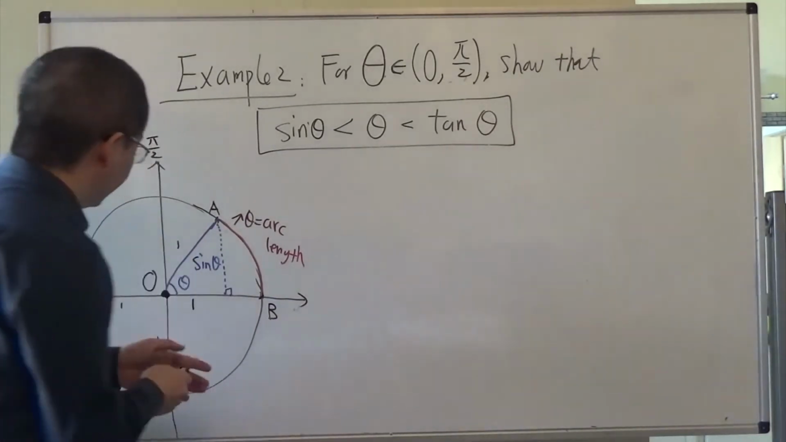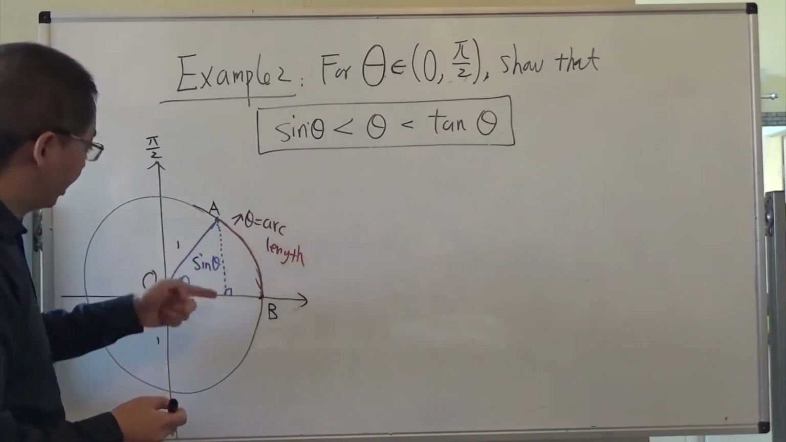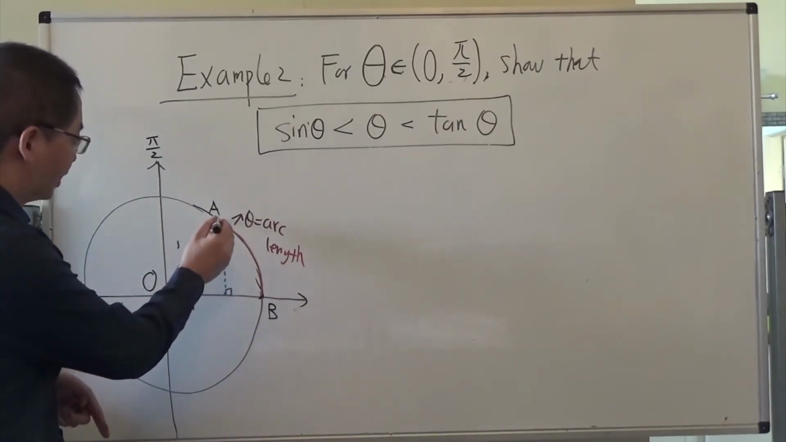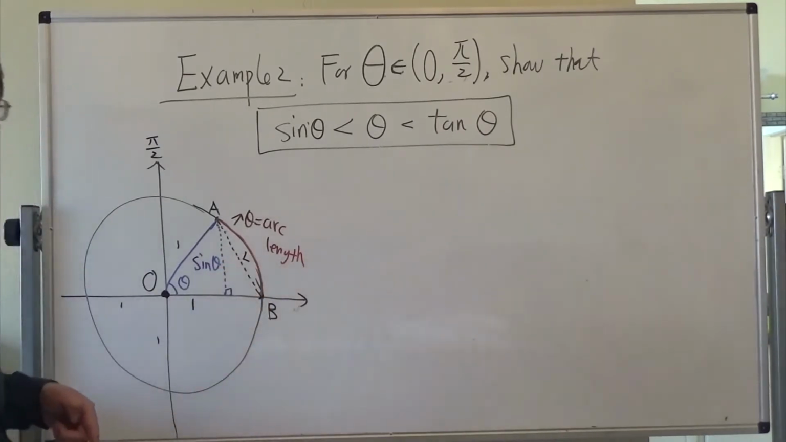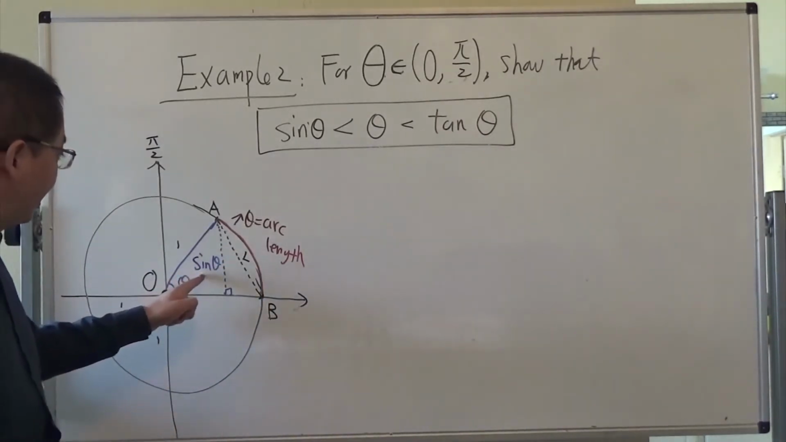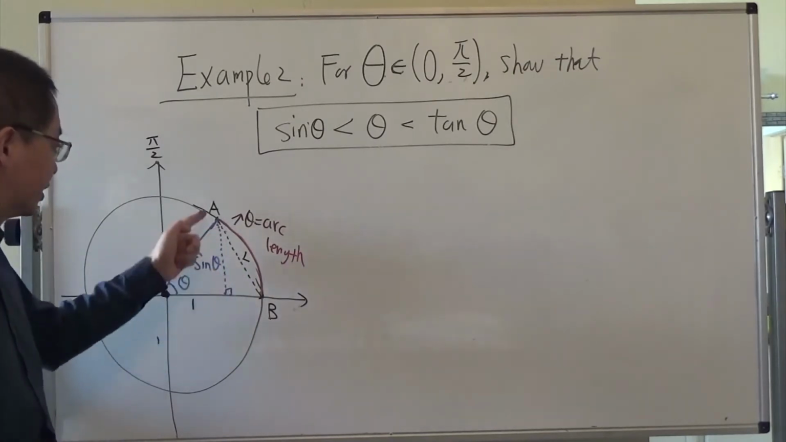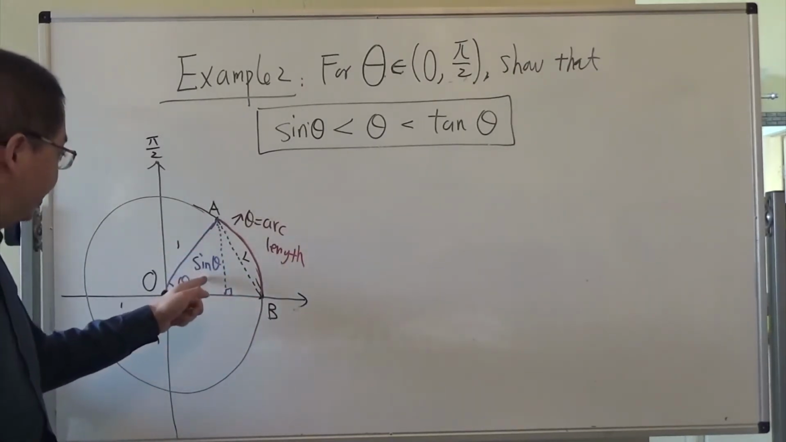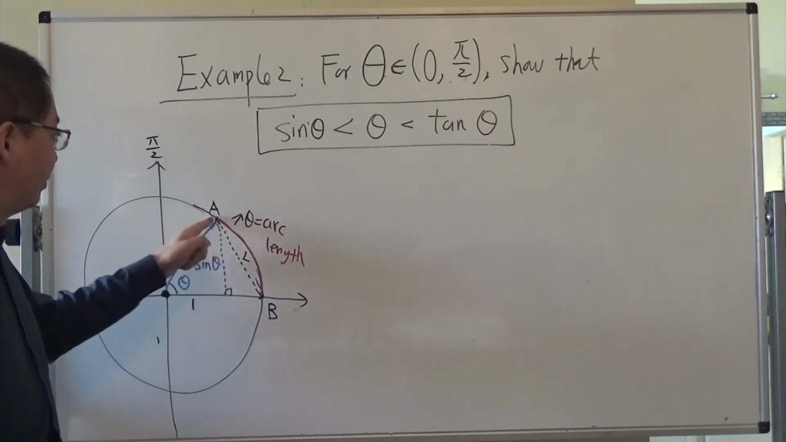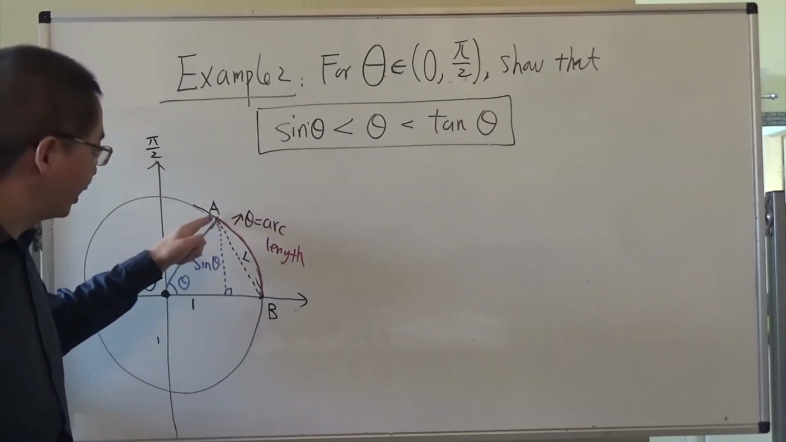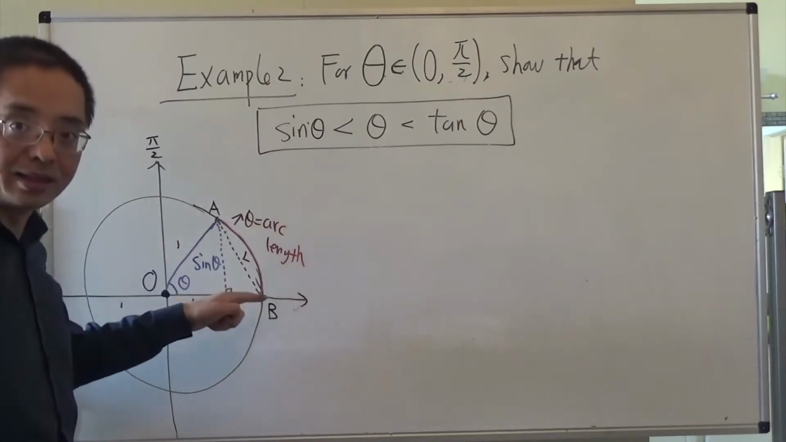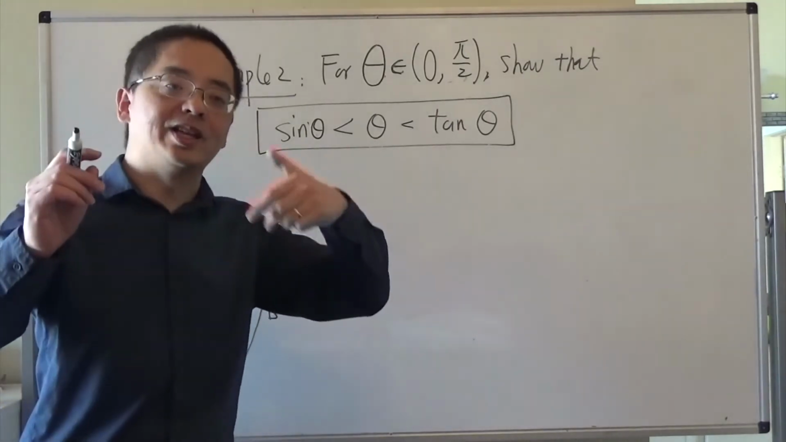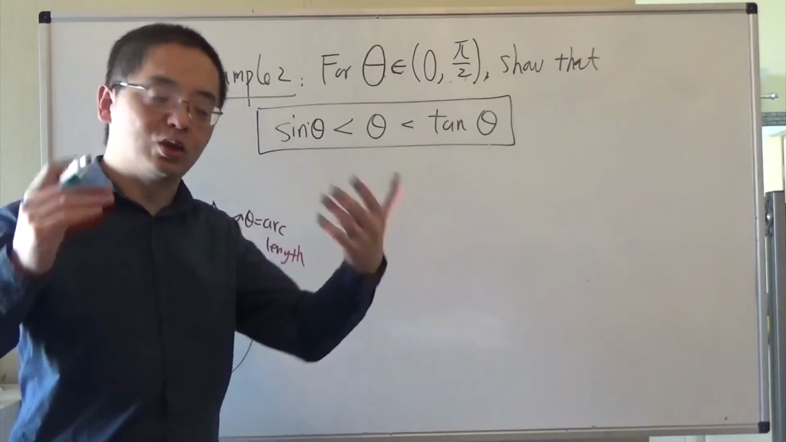Now, this is the height, perpendicular, and obviously it is less than AB, which I call L, right? So sine theta is less than L, since the leg of this right triangle is less than the hypotenuse. And meanwhile, L is a straight line connecting A and B, which is of course less than this arc length, because the line segment is the shortest path connecting two points, right?